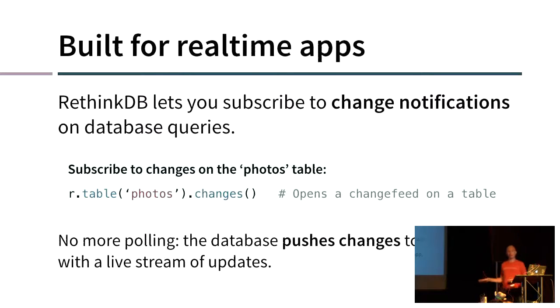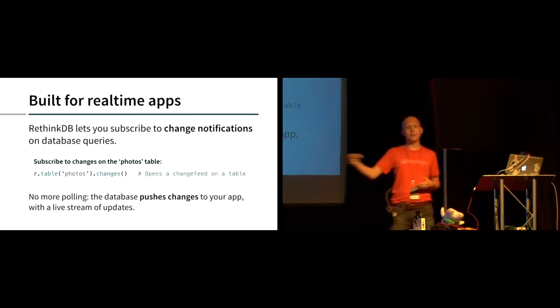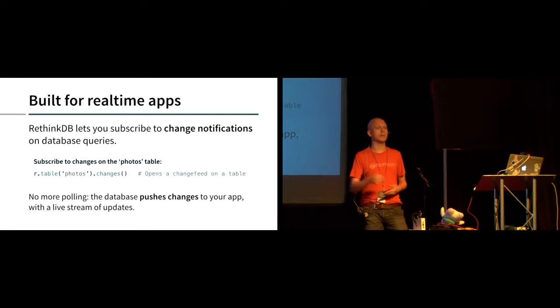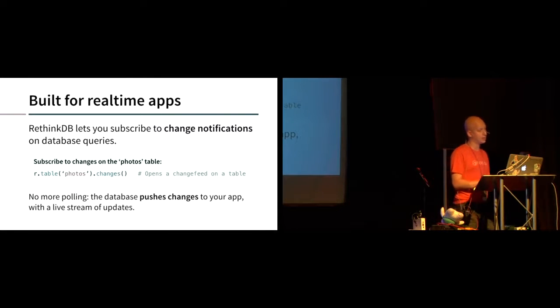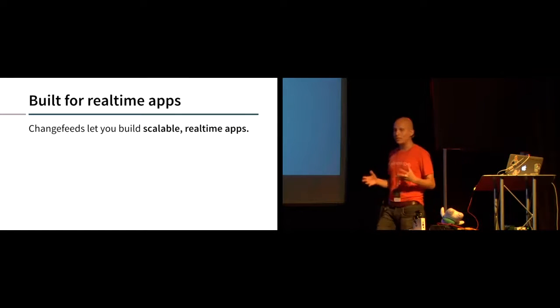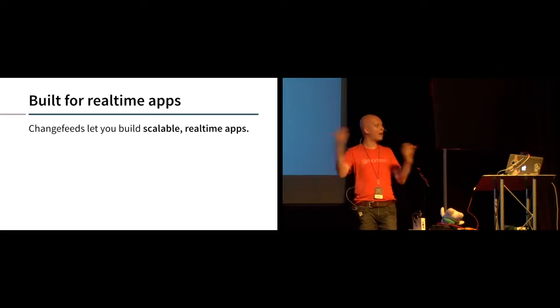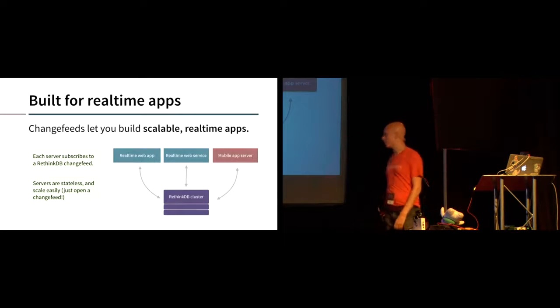So this means no more polling. The database will push changes to your app. It'll just open a stream, and it'll continue to send updates as they come, once every few minutes, once every few milliseconds, once every few hours. But you'll instantly get notified, and you'll be able to react to what's happening in the system. This is the fundamental utility of RethinkDB that allows you to build these scalable real-time apps, these change feeds.